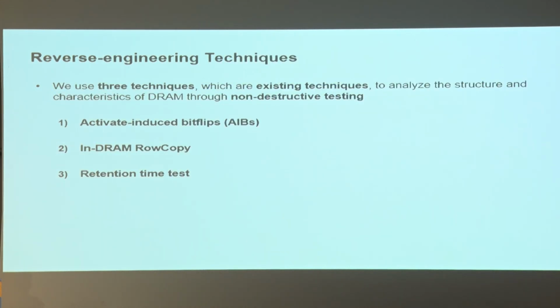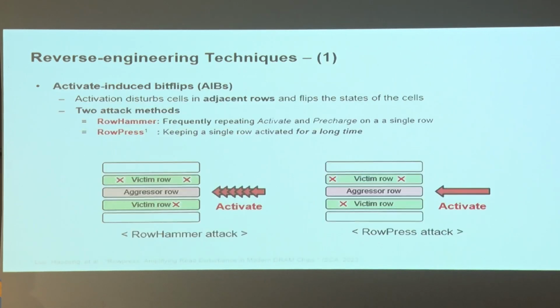To discover the DRAM structure and characteristics, we use 3 techniques: activating induced bit flips, in-DRAM row copy, and retention time test. Using these techniques, we can test the DRAM chips through non-destructive testing. The first technique is activating induced bit flips. This happens when activating a row flips the data in adjacent rows. There are 2 attack methods: Rowhammer and row press. Rowhammer involves many short activations, while row press involves fewer but longer activations.